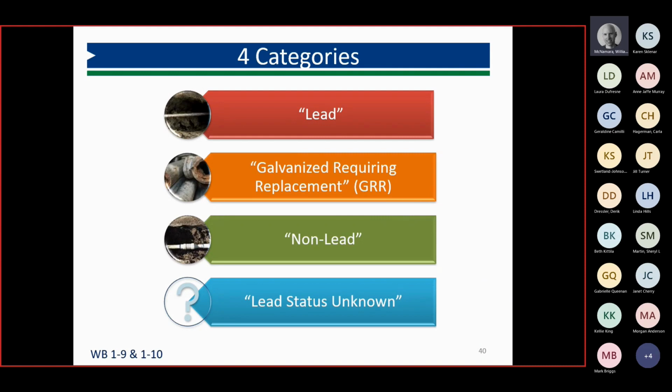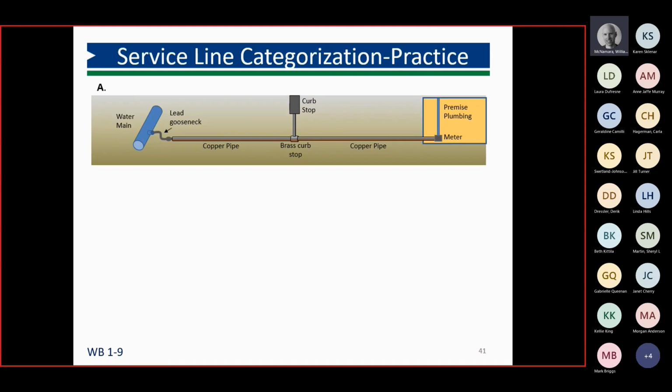To make sure you understood everything I just went through, there's 2 pages, 1-9 and 1-10, that have 7 little photos of service lines. All right, so the first example, we have a lead gooseneck. Use my fancy new pointer. Lead gooseneck followed by a copper pipe. So how would this be categorized? Non-lead, right. Yep, non-lead. You tell us it was made of copper pipe.